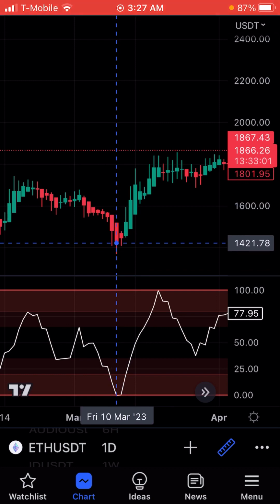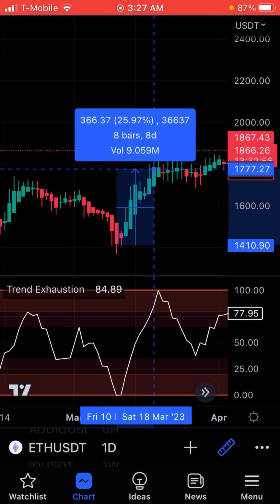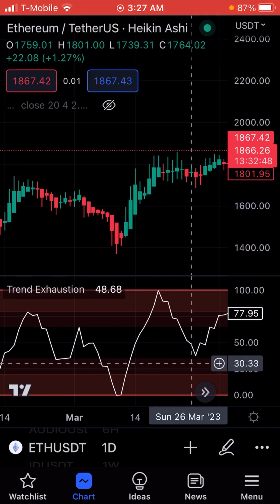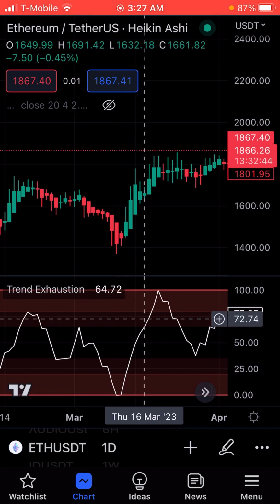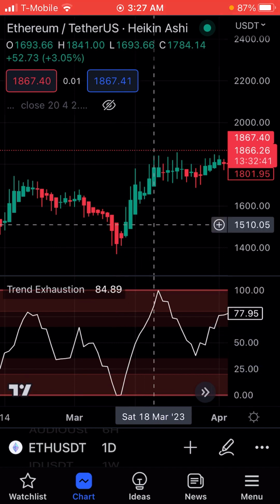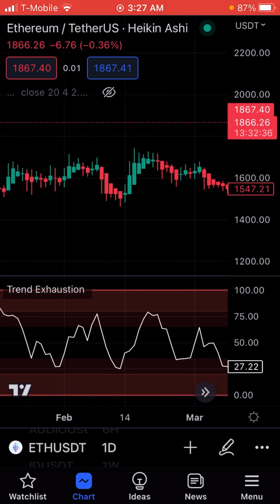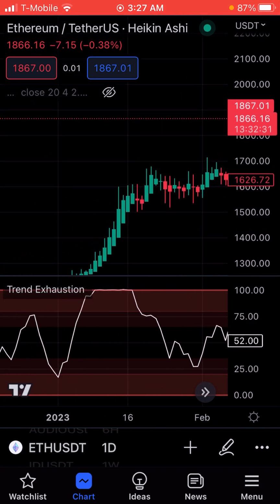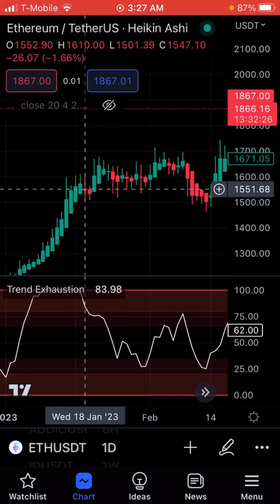Right here, right about here, and then when it shoots all the way up, that is a 27% increase in 9 days. And this is simply just looking at the line and seeing it get as close to the bottom as possible, or the closest to the top as possible. That helps you find the tops and bottoms of the market. So while it is in the middle here, I don't bother. When it's here at the top or bottom, that's when I come in. So we can see right about here.